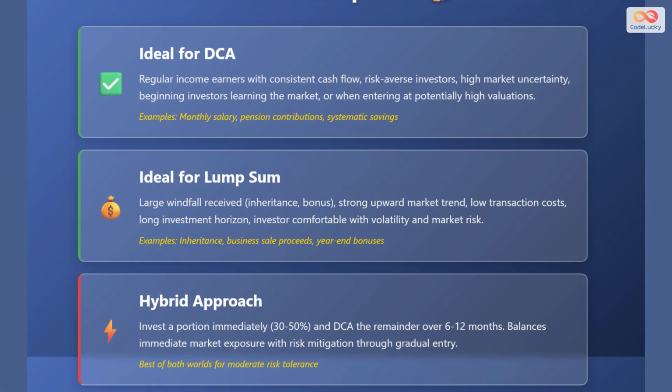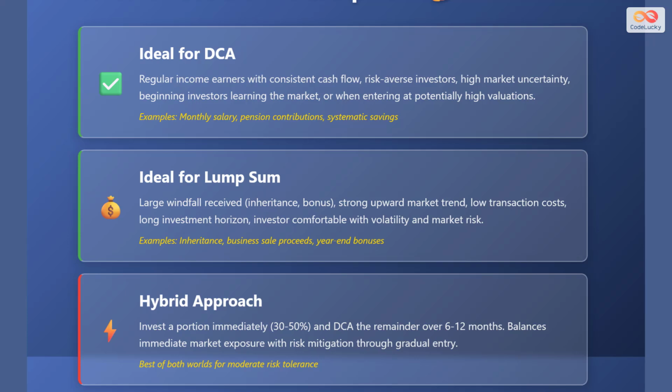Choosing between DCA and lump sum depends on your specific circumstances. DCA is ideal for regular income earners with consistent cash flow, risk-averse investors, times of high market uncertainty, beginning investors learning the market, or when entering at potentially high valuations. Examples include monthly salary investing, pension contributions, or systematic savings.